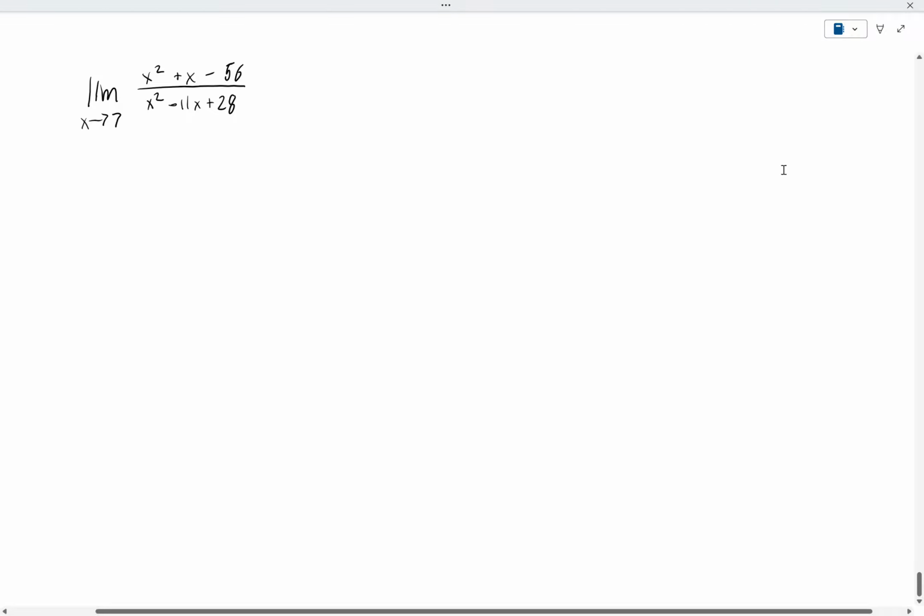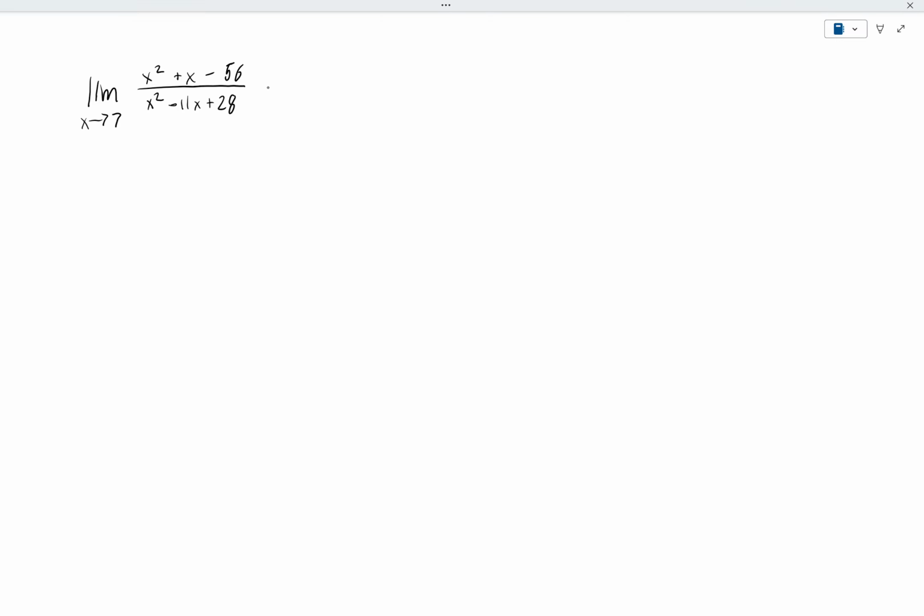In this video we're going to be doing a limit that you would find in a Calculus 1 course. So here's the limit right here. We're looking at the limit as x goes to 7 on this big numerator over this big denominator. So let's jump right into it.